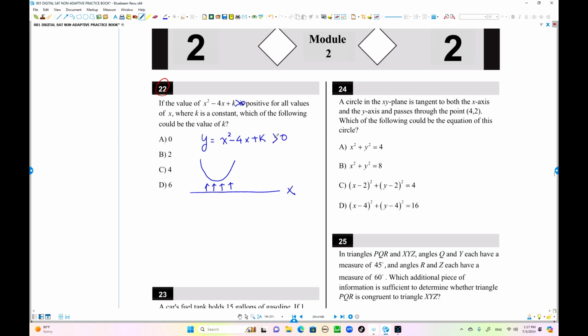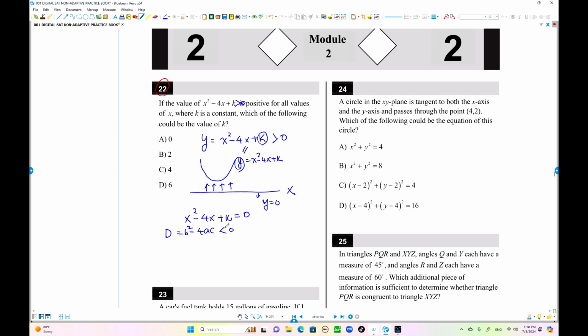In this case, which of the following could be the value of k? This value of k, what is that? The x-axis is y equals 0, and this is y equals this one. I'm writing down, they don't have any x-intercept. No intersection means the discriminant is less than 0, right? So x squared minus 4x plus k equals 0. Okay, the discriminant b squared minus 4ac must be less than 0, right?